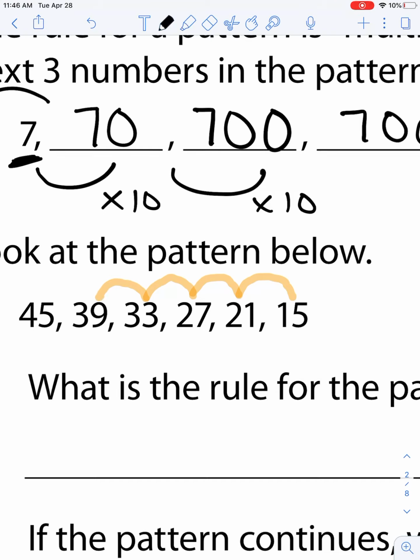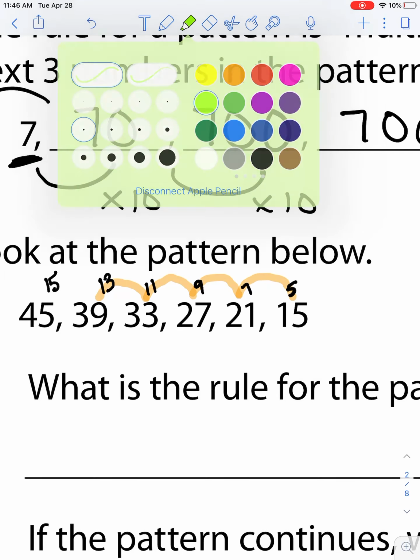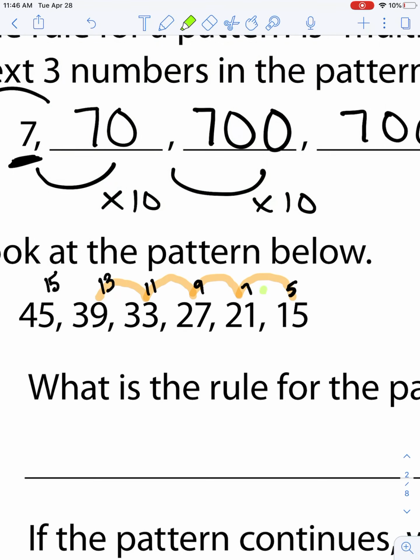So like this one, this first one is 3 times 5. This is 3 times 7. This is 3 times 9. This is 3 times 11. This is 3 times 13. And this is 3 times 15. So it is multiples of 3, but look what they're doing. They are skipping one in between. So they skipped 3 times 6. They skipped 3 times 8.